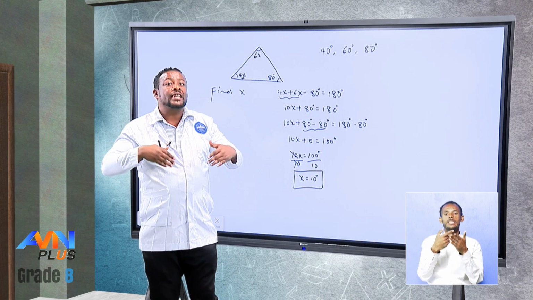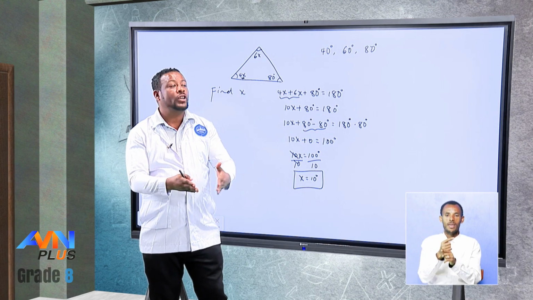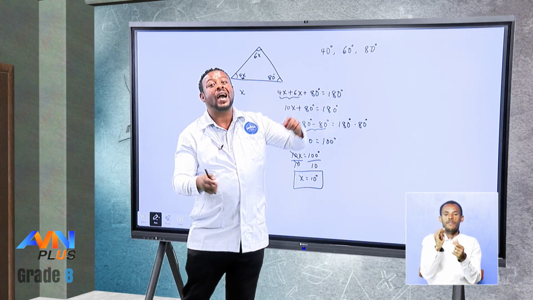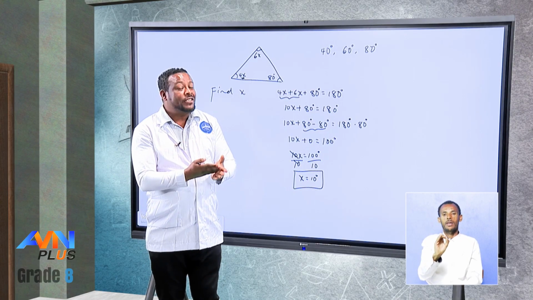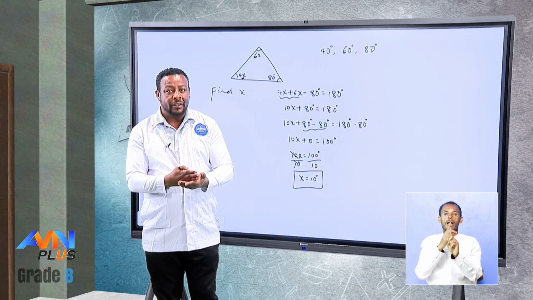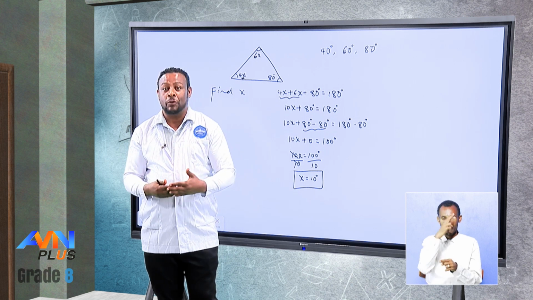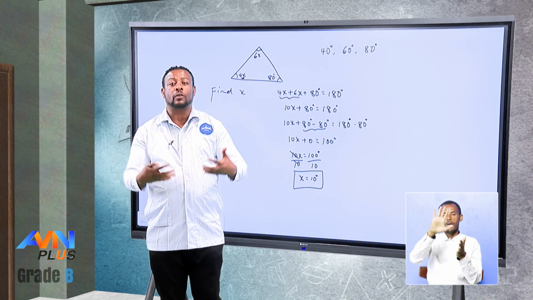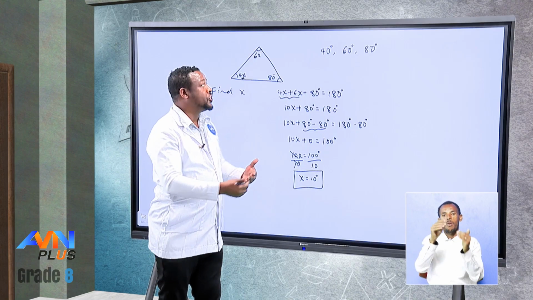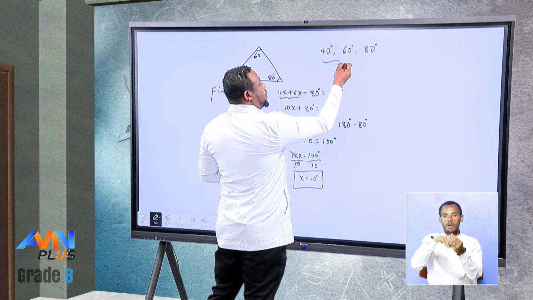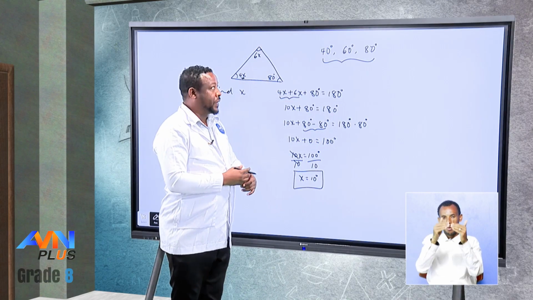This answer is correct if and only if the sum of all these three angles is 180 degrees. Otherwise, your answer is not correct, right? Because by theorem 5.1, the sum of the interior angles of a triangle must give 180 degrees. As you can check, the sum of all these three is 180 degrees.